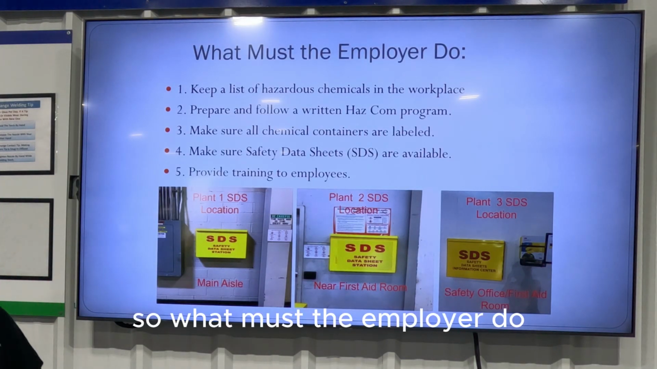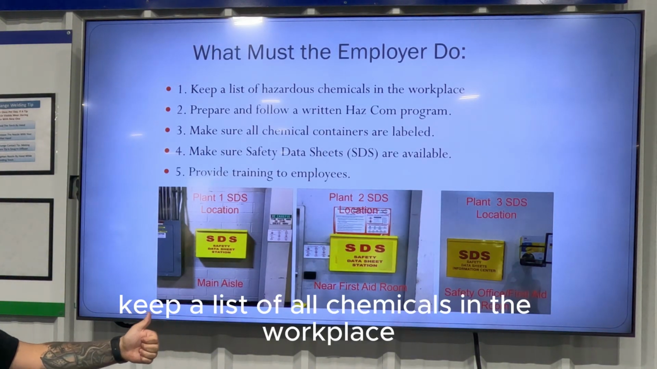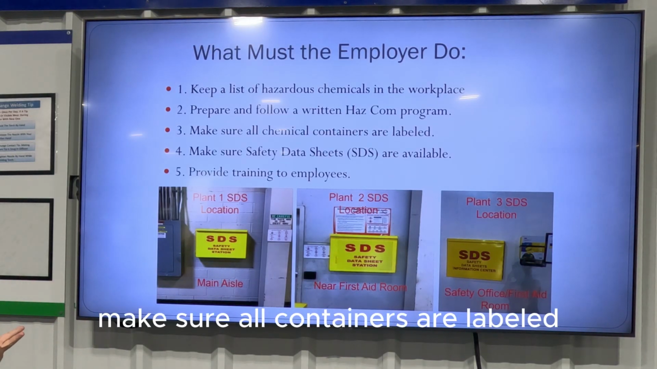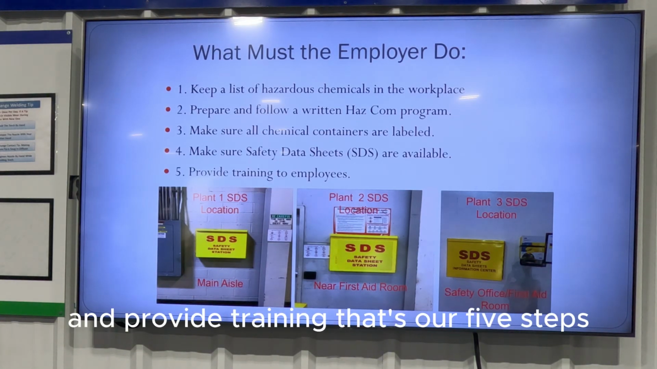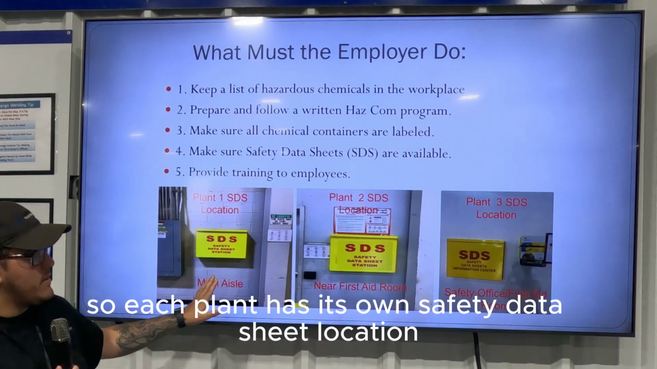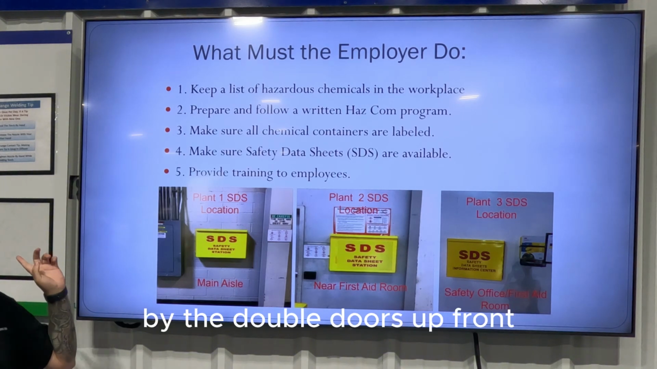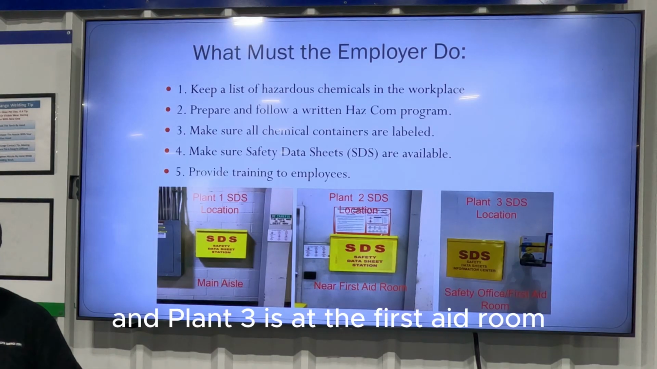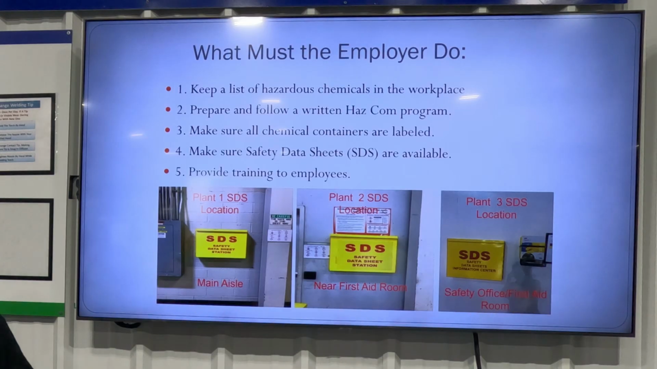So what must the employer do? These are the 5 things that OSHA says we have to do. Keep a list of all chemicals in the workplace, follow a written program, make sure all containers are labeled, make sure safety data sheets are available, and provide training. That's our 5 steps. Each plant has its own safety data sheet location. Plant 1 here is at the main aisle by the double doors up front. Plant 2 is by the first aid room, and Plant 3 is at the first aid room. They're pretty standard locations. Bright yellow box, you can't miss it.